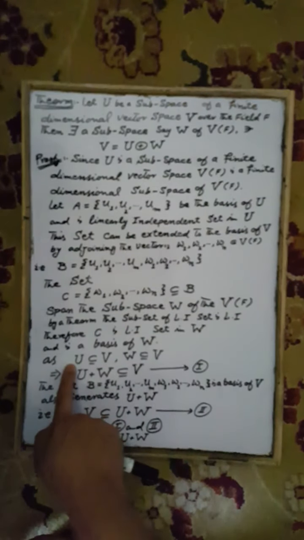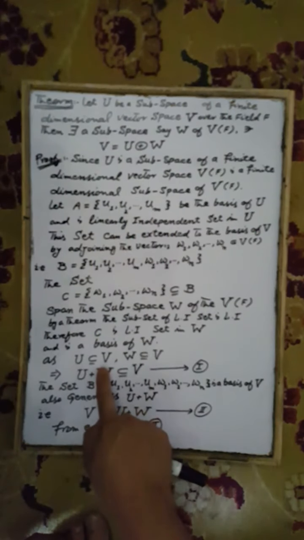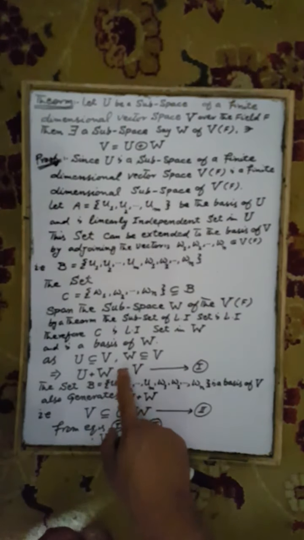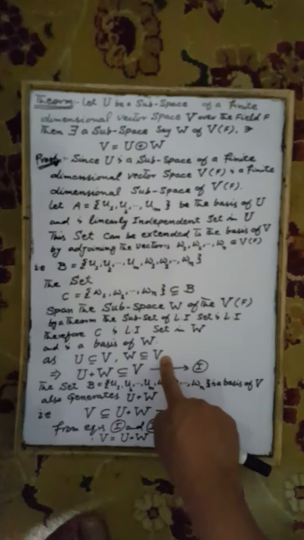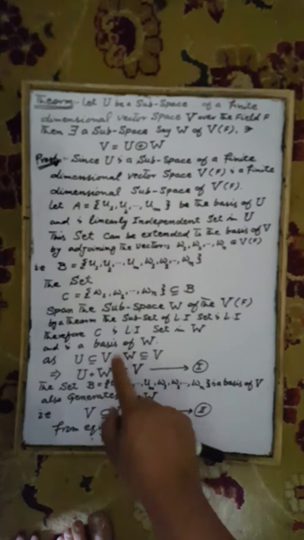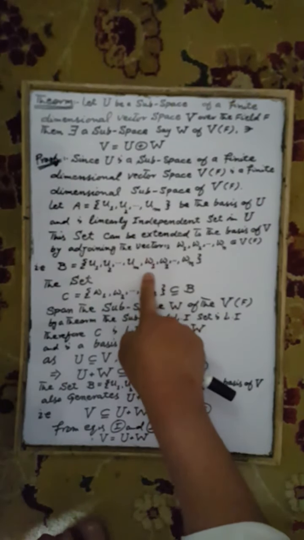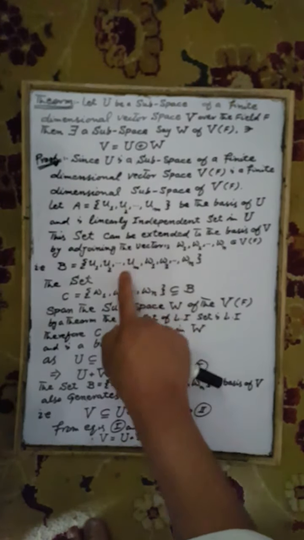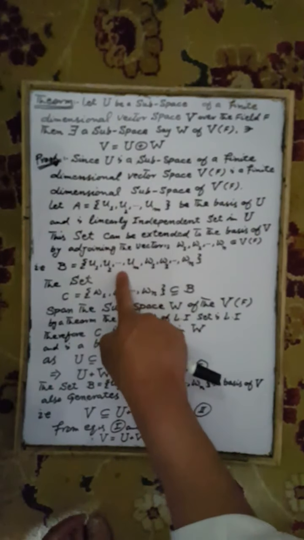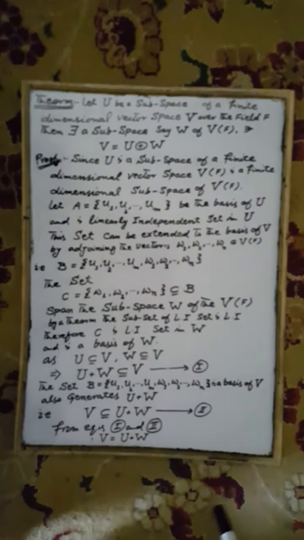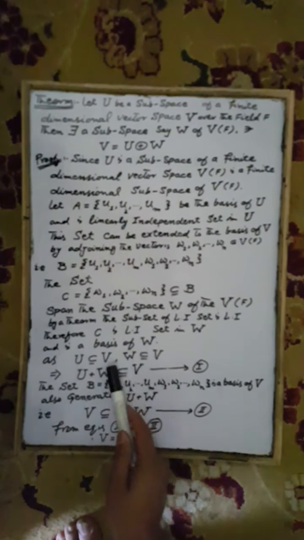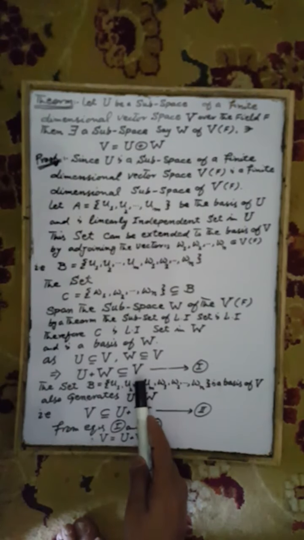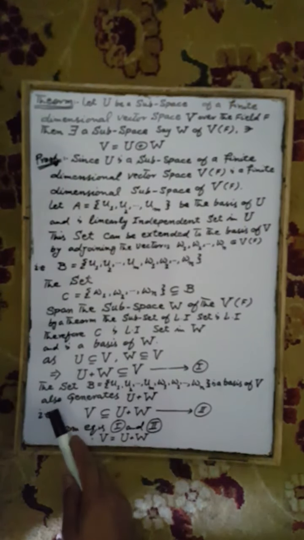As U is a subspace of the vector space V over the field F, and W is another subspace of V, which we generate from the elements of the basis of V, from those elements which do not generate the subspace U. These are two subspaces of the vector space V over the field F. Therefore, the sum of these two subspaces is again a subspace of the vector space V over the field F.